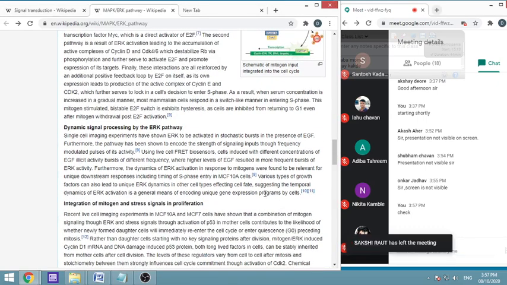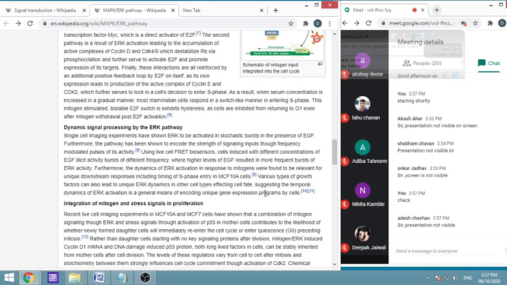Then it is important for the dynamic signal processing by the ERK family. So these are activated in growth factor activities. These pathways are shown to encode the strength of the signaling input, and thus it helps in ERK activation.